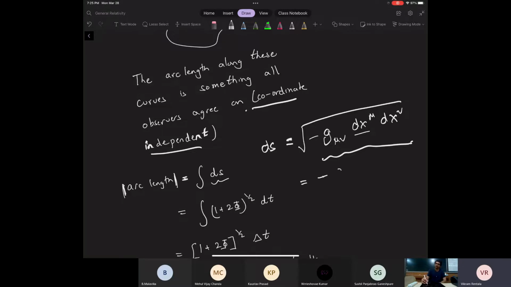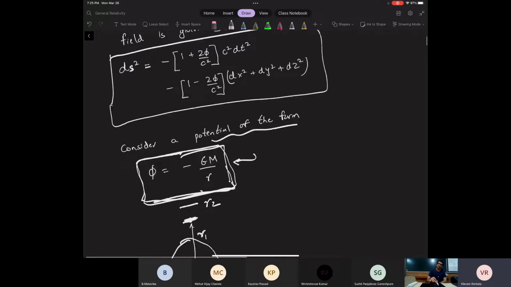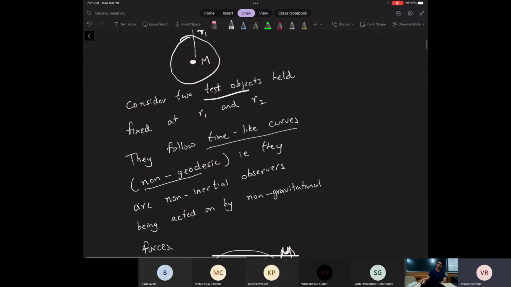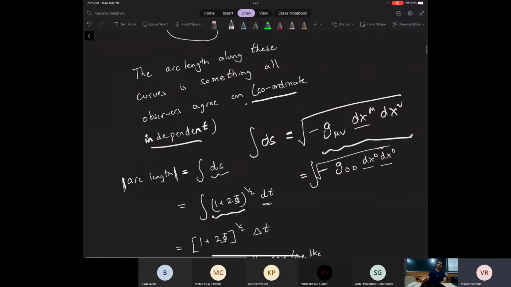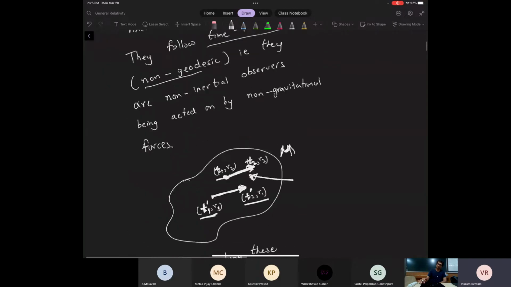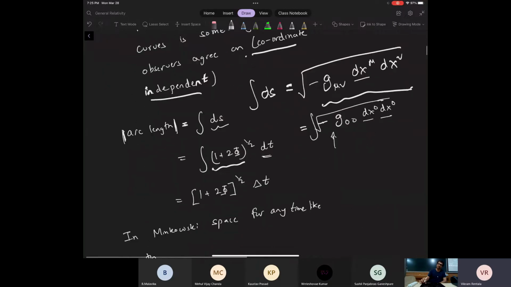So my arc length, and I have to integrate this, is going to be the square root of minus g00 dx0 dx0. And dx0 is just dt. So I pull out the dt, and minus g00 from this metric is minus of minus 1 plus 2 phi, so it's 1 plus 2 phi, raised to half because I took the square root, times dt.